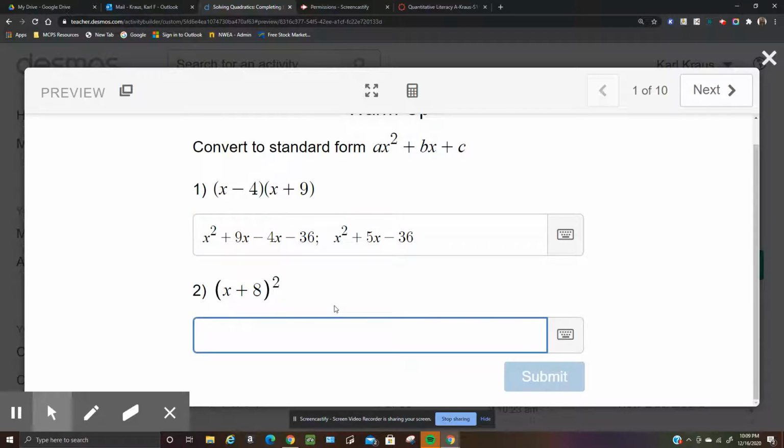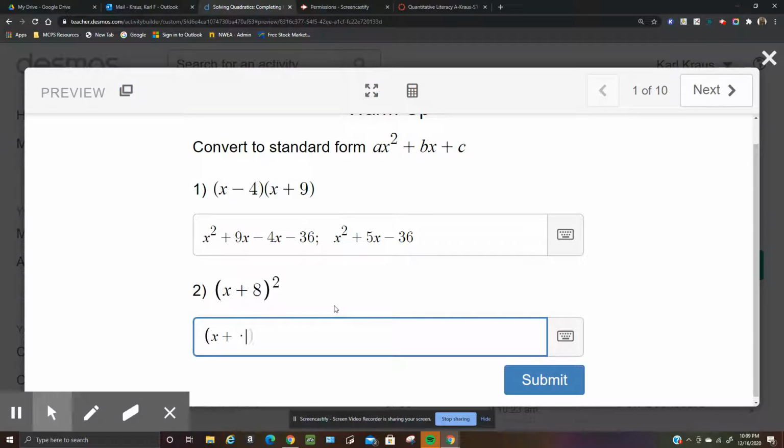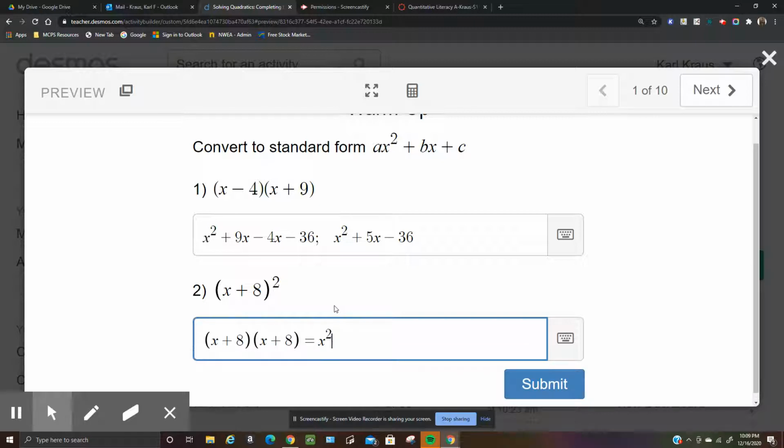So when you see x plus 8 squared, it might be a good idea to write that factor down twice. And then you have x times x is x squared. 8 times x is plus 8x. And 8 times x again, 8x. And 8 times 8 is 64. So if you combine like terms, you have x squared plus 16x plus 64. It should be a 64, not a 65.